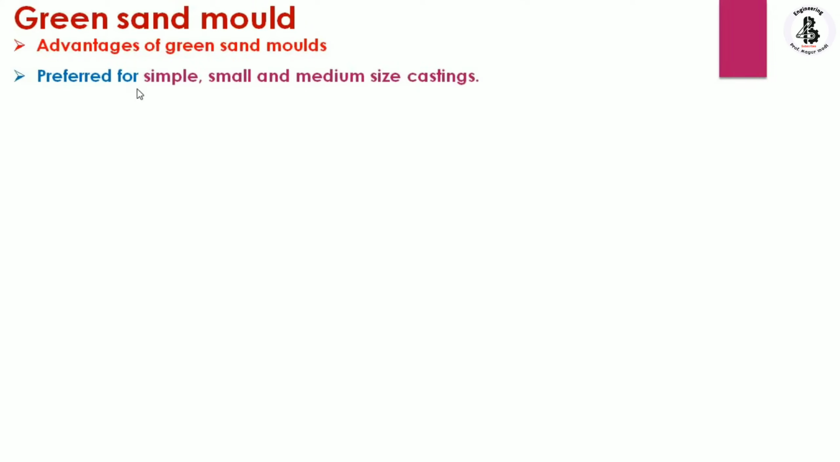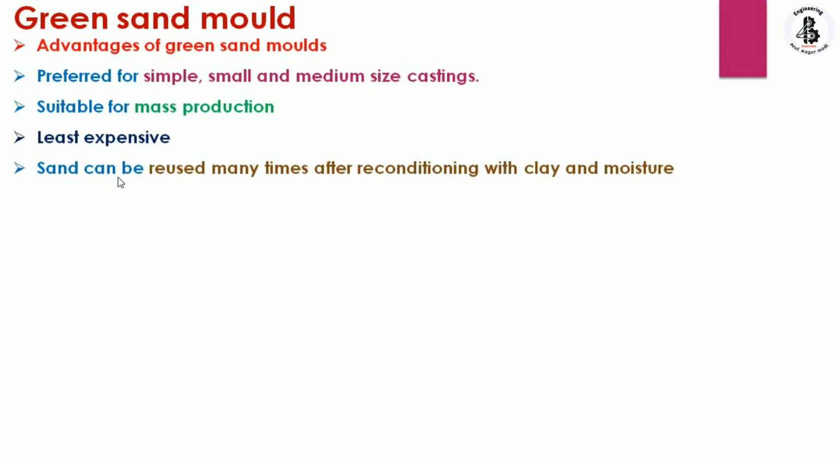Now, the advantages of green sand molds. They are preferred for simple, small and medium size castings, and suitable for mass production. They are essentially the least expensive, easily available with minimum cost. Sand can be reused many times after reconditioning with clay and moisture.